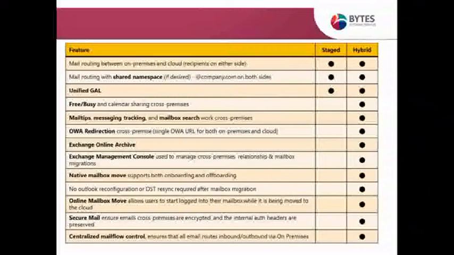And centralized email flow ensures that email routes inbound and outbound via on-premises. That's an option. There are ways that you can change FOPI, which is Forefront Online Protection, to take all the email messages and then forward them to on-prem, but there are license implications for that.